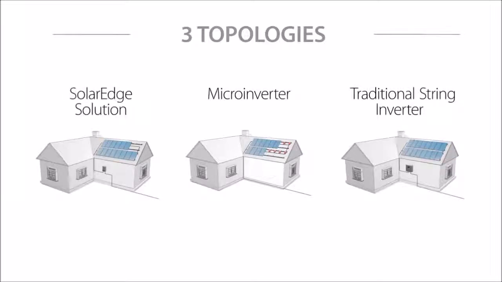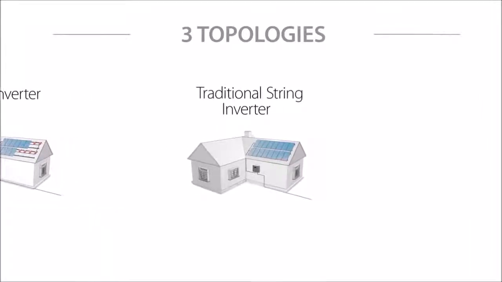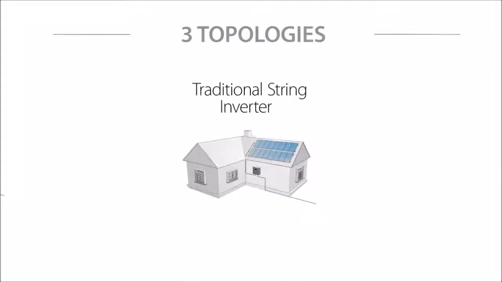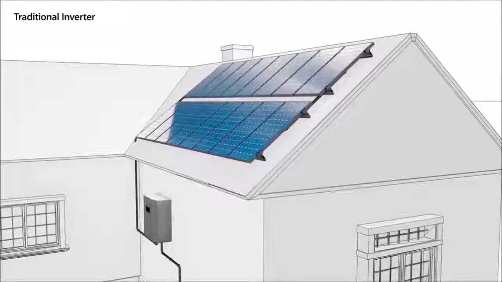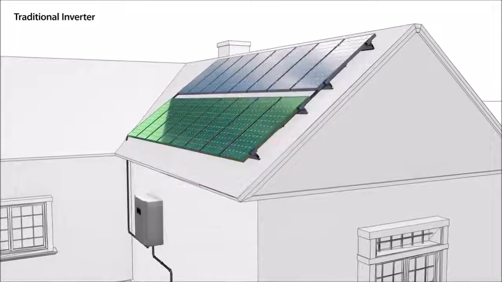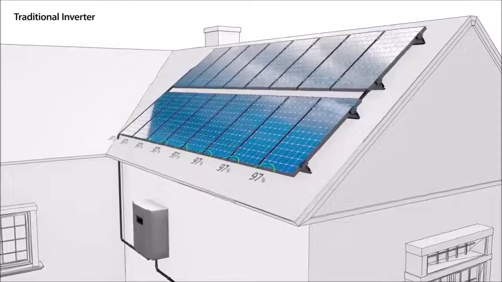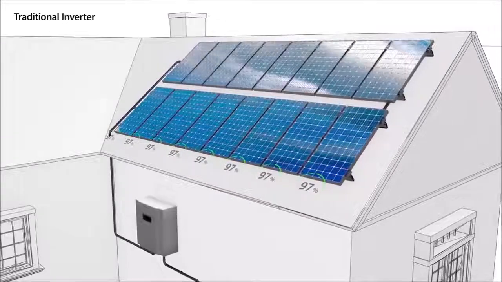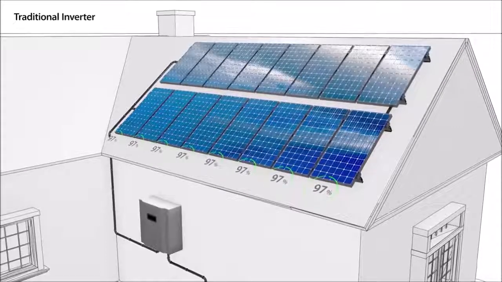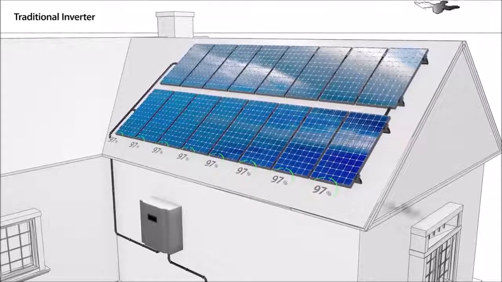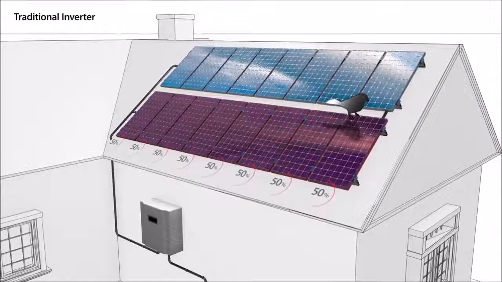The traditional string inverter topology, which is still used in the vast majority of all installations, has a number of significant drawbacks. In traditional systems, panels are wired in series as a string. Since each panel has a unique power production profile, which is a function of differences in manufacturing variances, installation parameters, and shading patterns, the entire system's output is limited.